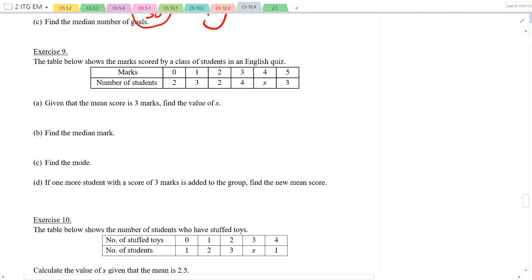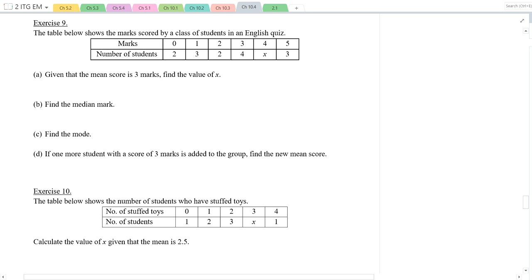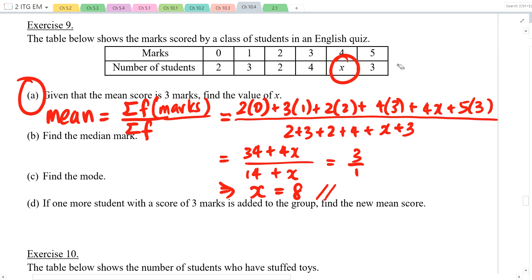Okay, so now exercise number 9. We've got a mark scored by students again. Hey, there's an unknown over here, x. Okay, so now part A. The mean score is 3 marks. Find the value of x. Can I give you 5 minutes to think about it? Think about how you want to solve this. Okay, so this is the solution for part A. X equals 8. So let's replace this with 8.